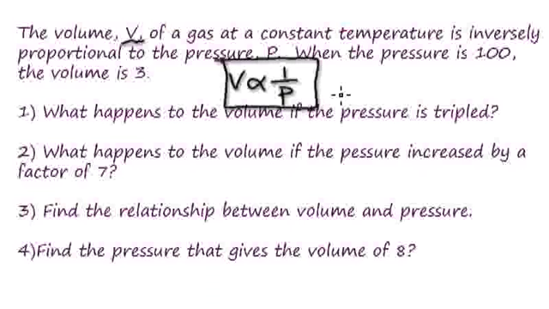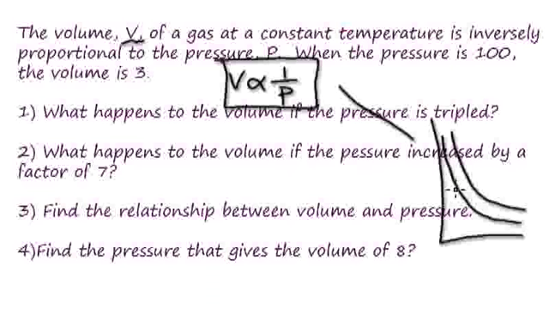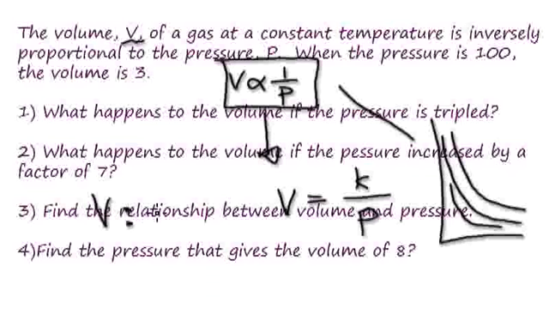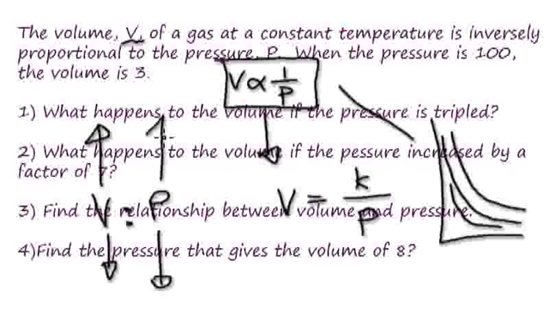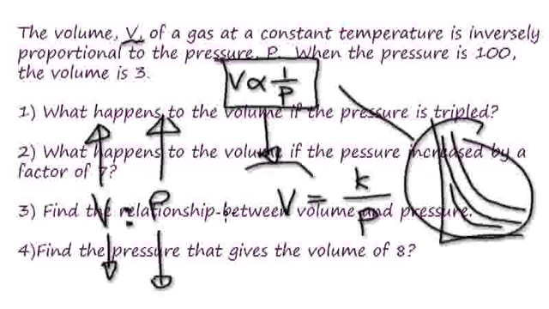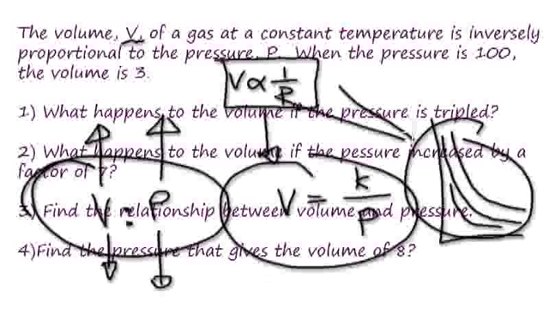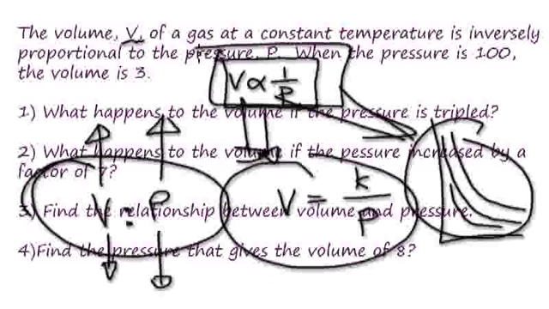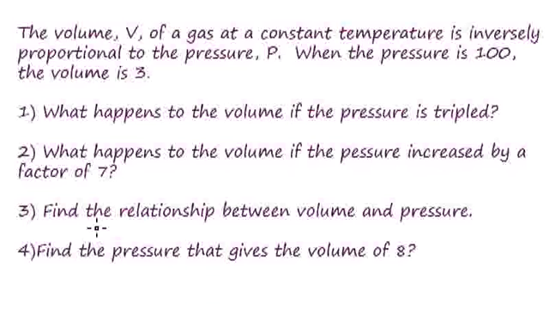Now, once you're told this, you can imagine the graph here with lots of lines. You should also imagine V equals a constant over P. So as V increases, pressure decreases. If V decreases, then the pressure increases. Imagine these scenarios when you're given this. Okay, so anyway, answer these questions here.